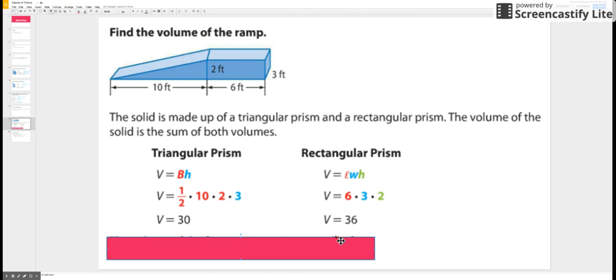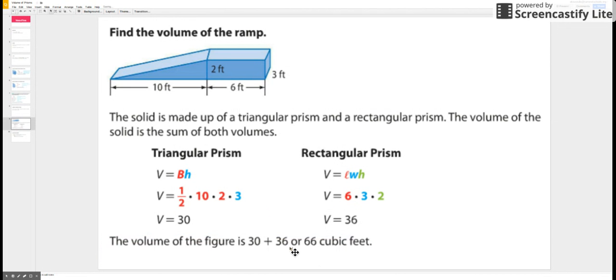So now we add 30 plus 36 to get 66 cubic feet. Okay, volume of the triangular prism is 30. Volume of the rectangular prism is 36. Add them together to get 66.